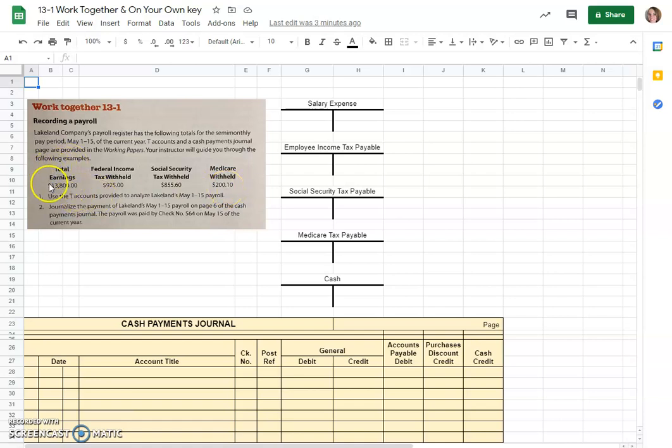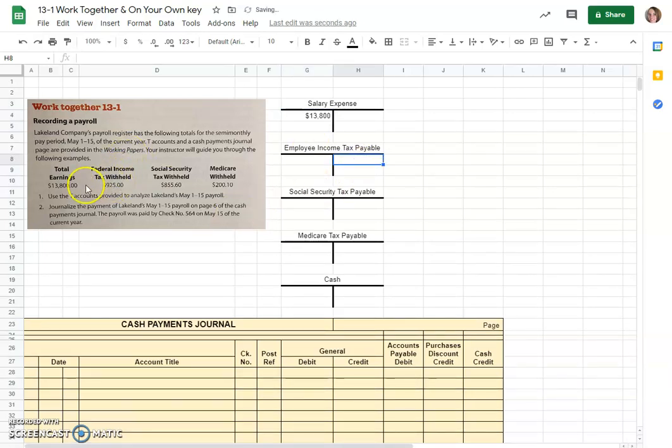So we know our total earnings is our salary expense. And in order to increase an expense, we debit it. So we would debit our salary expense T account by $13,800. And now we'll need to have credits that total that amount.